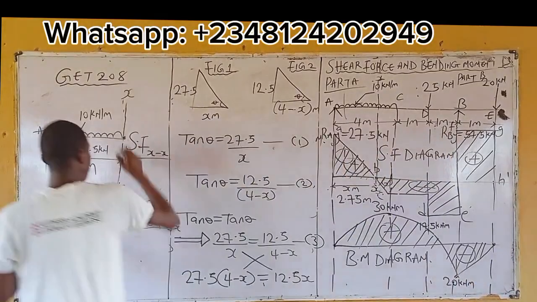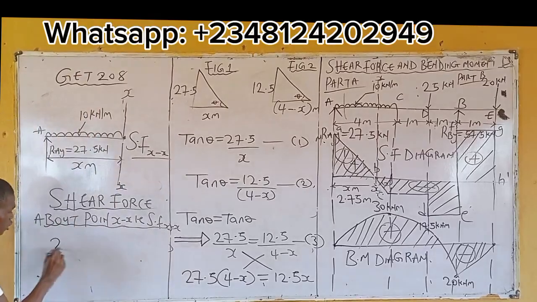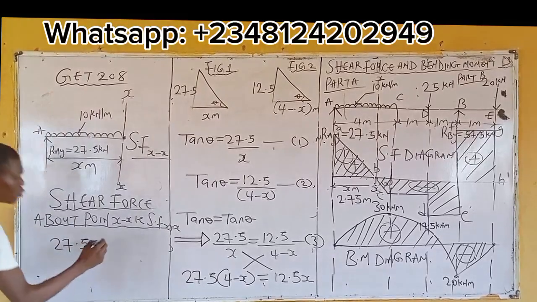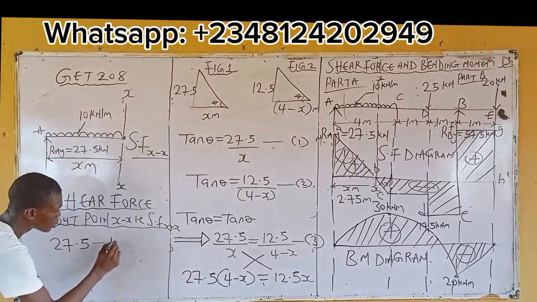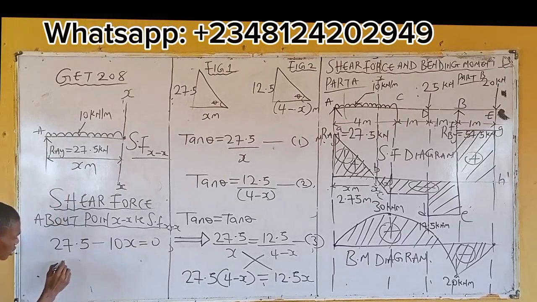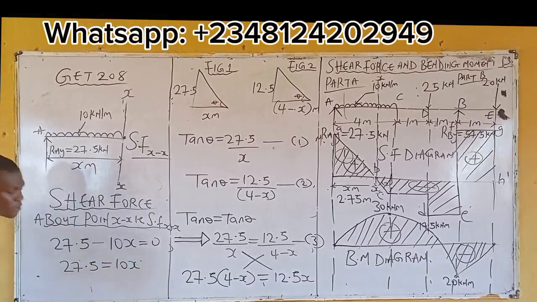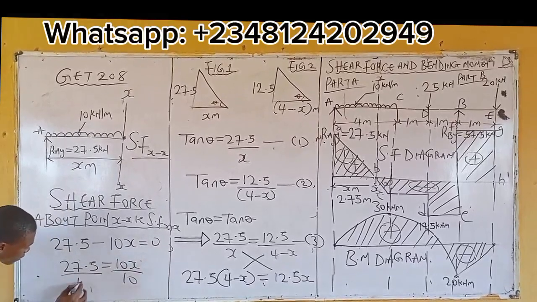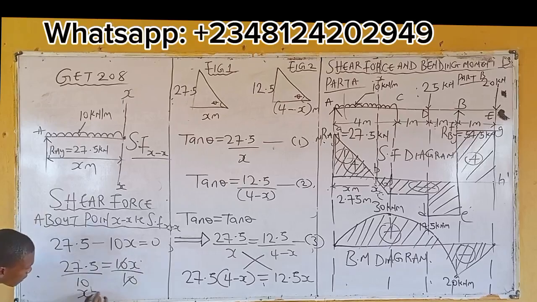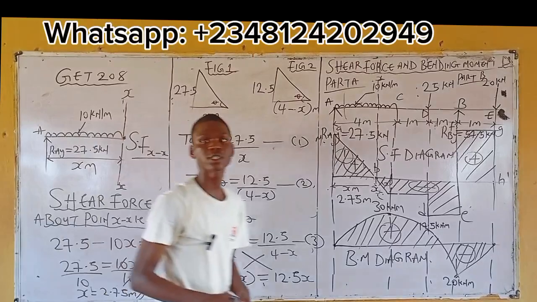So meaning that me taking shear force at this point, the upward force, take it as positive, 27.5. The downward force, take it as negative, which is your UDL. That becomes 10x. Equate this to 0. Meaning 27.5 is equal to 10x. Divide both sides by 10. What do you have? X is 2.75 meter. Wow. 2.75 meter.